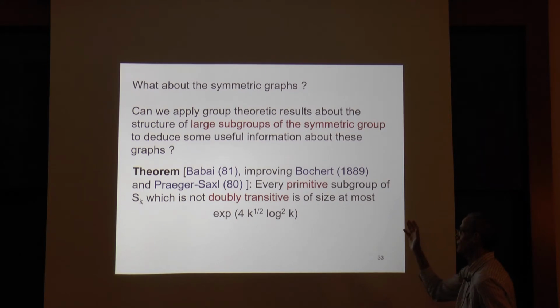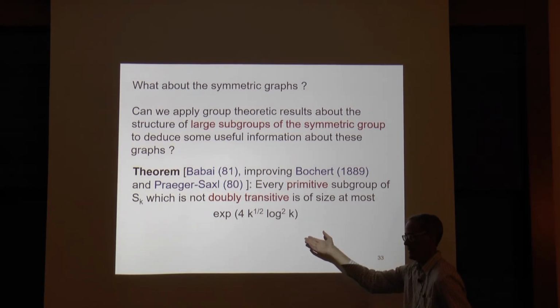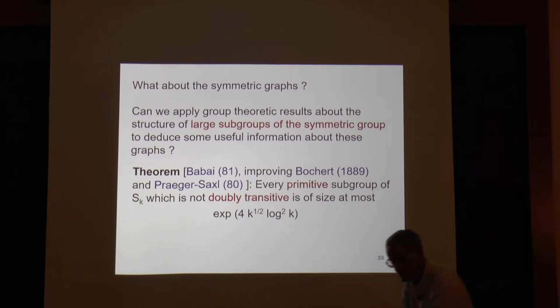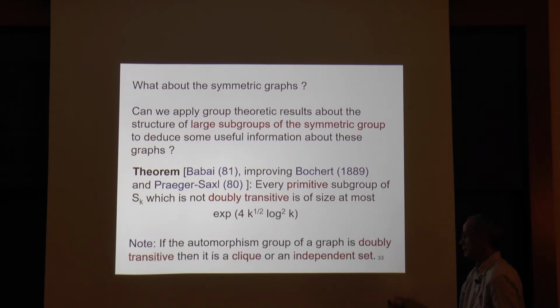So if it is big and it is primitive, and big is basically the size that we allow, then it is doubly transitive. So really it maps every two vertices to every two vertices. And if the group of automorphisms of a graph is doubly transitive, then the graph is trivial: it is either complete or independent. Every pair is mapped by an automorphism to every other pair, so all the pairs look the same.